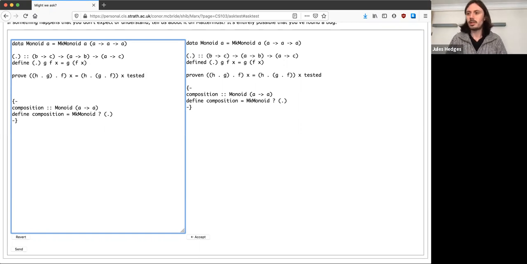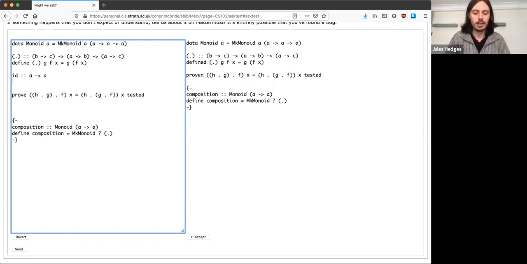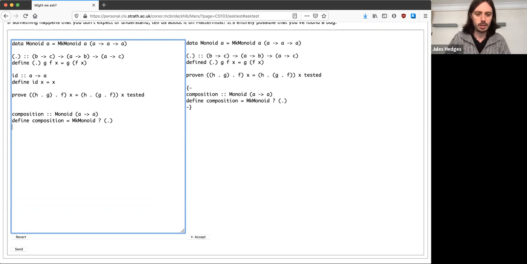Okay, so let's come back now to the question that I put off earlier, which is what is the neutral element for this monoid? So what is the function for which composing with it is the same as doing nothing? The answer is the identity function, which is the function from A to A, which just returns its input. So define id x equals x. So this is going to be the neutral element of our monoid. So I can now complete this definition: define composition equals make monoid id dot.